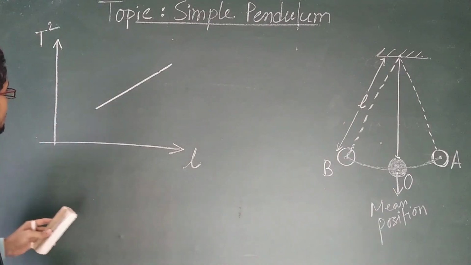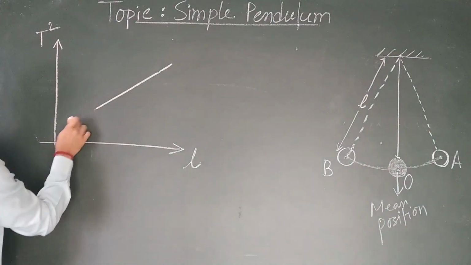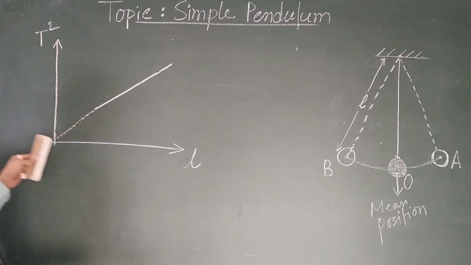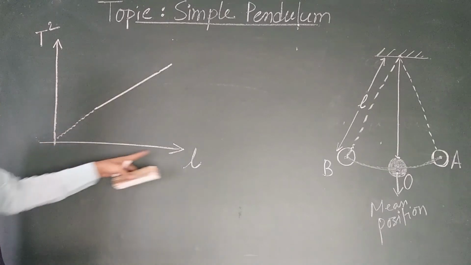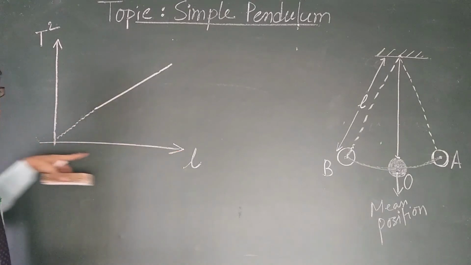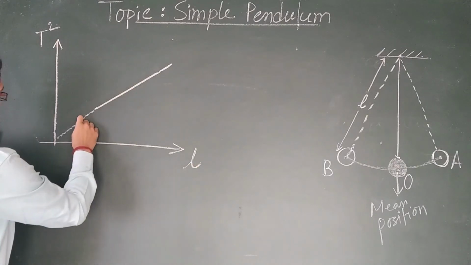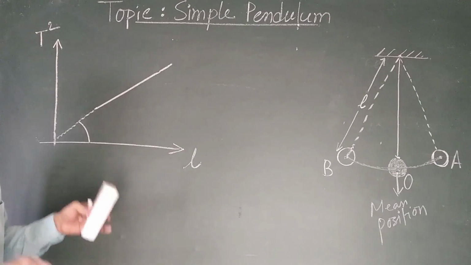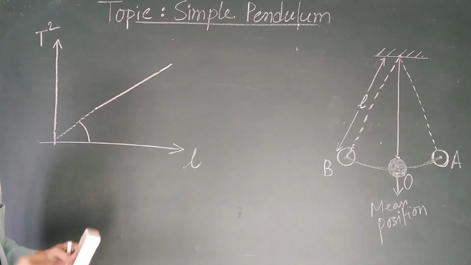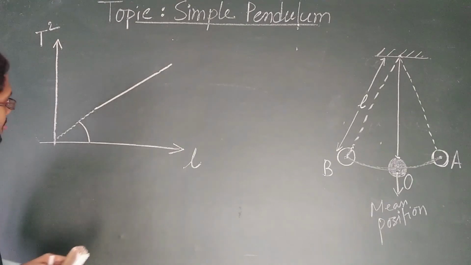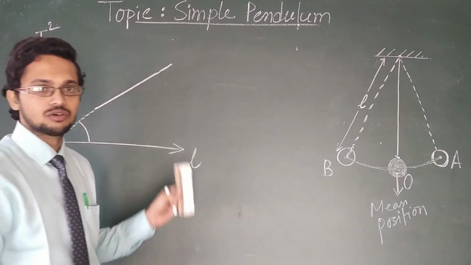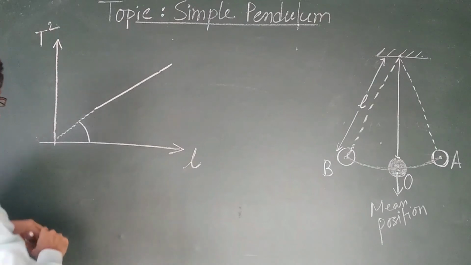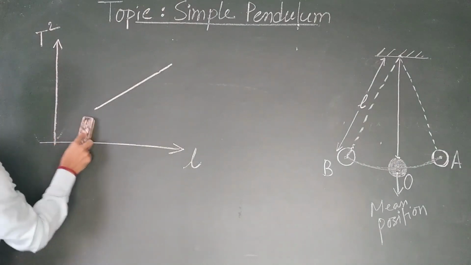Slope means, suppose you extrapolate the graph in the backward direction, it will meet at a point on this L axis, and it will make an angle with this L axis. The tangent of that angle, tan theta, is the slope. So how will you measure that slope from the graph? You know the values.